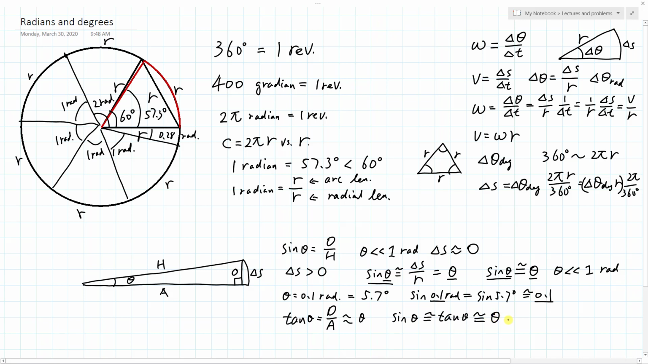This makes it quite easy to estimate sine or tangent of small angles, and in much of physics and engineering, we call this the small angle approximation. A lot of motion can be easily solved using it. And what is a small angle? Well, that is in terms of radians. Much less than 1 radian is a small angle.